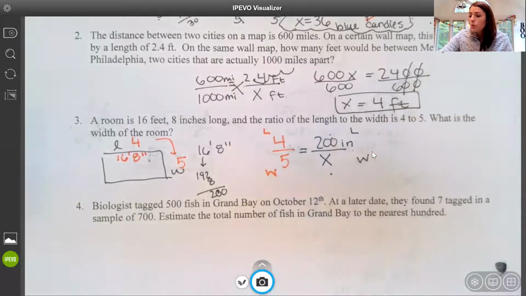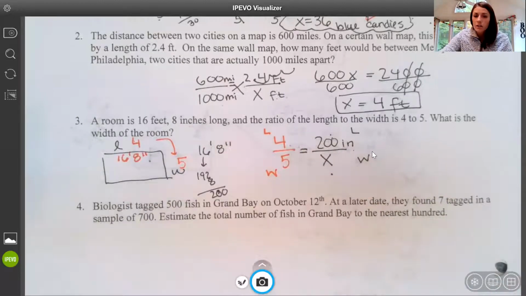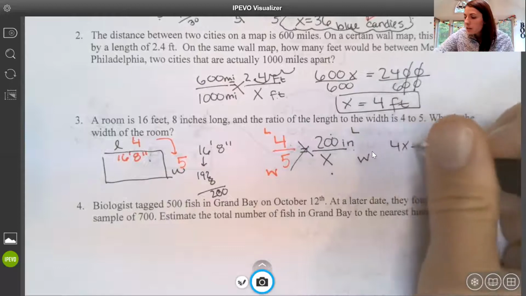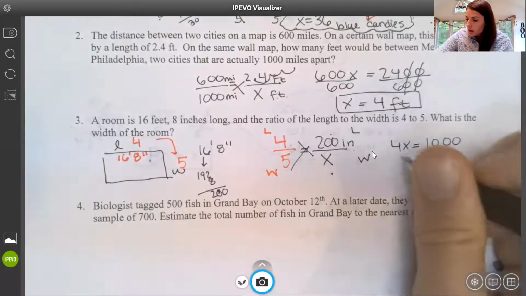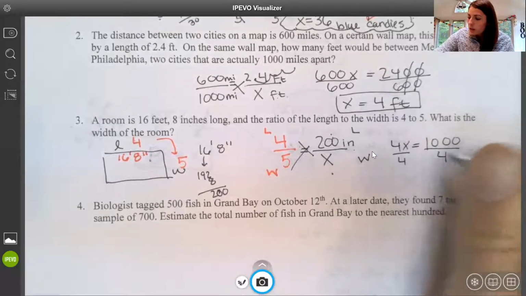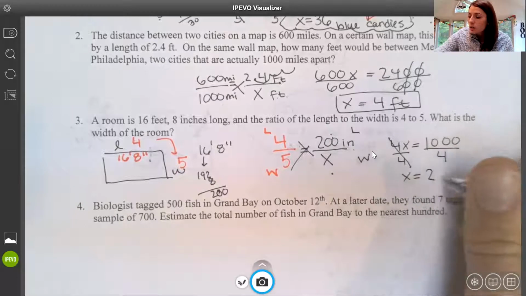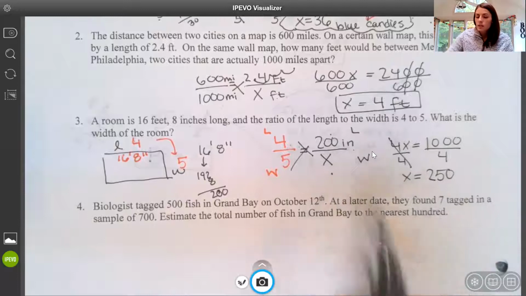We don't know the width of the room, right? That last question tells me what my variable is. Cross multiplying gives me 4x equals 1,000. Divide by 4, and 1,000 divided by 4 gives me 250. 250 what? 250 inches, okay? So units would be the same here.